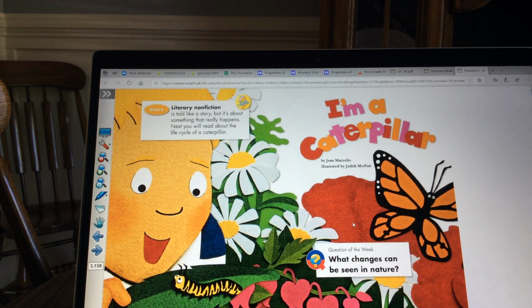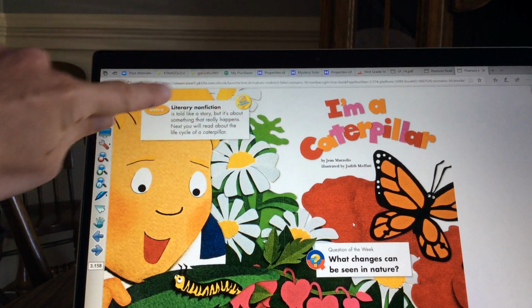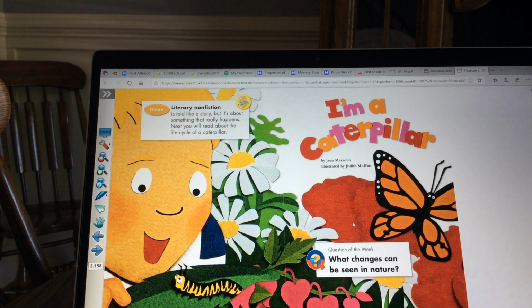Okay, so setting a purpose for reading helps us to think and understand more as we read. So right now I want you to think about a purpose. Why do you want to read today? Why would you choose to read this story? Maybe you're trying to learn more about the steps of the life cycle of a caterpillar. And we're definitely going to read about that today. And up here, this text box says the genre is literary nonfiction. It is told like a story, but it's about something that really happens. Next, you will read about the life cycle of a caterpillar.